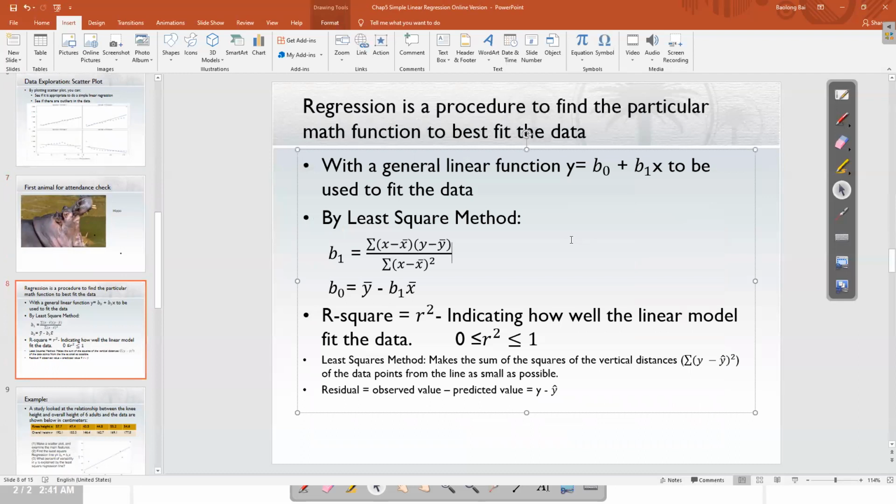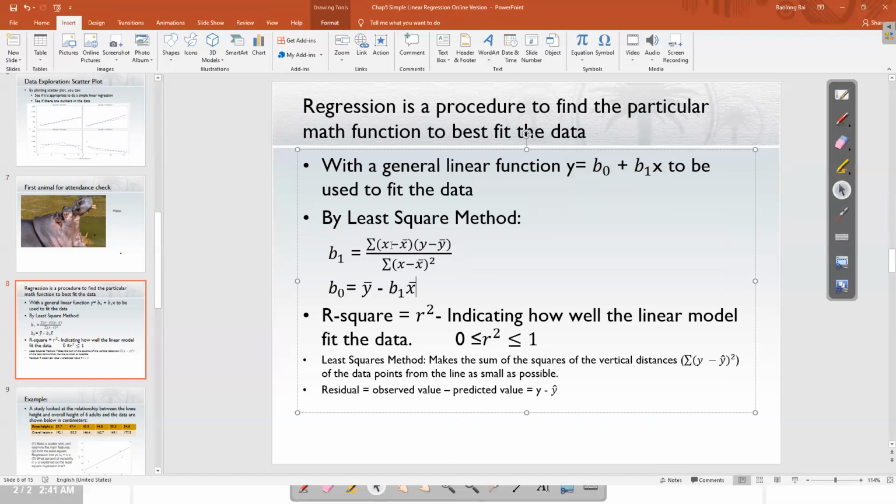So how do we find a regression equation? We know the general form of the regression equation is y equals intercept plus slope times x, y equals mx plus b, right? With the least squares method, we can calculate the slope and intercept using the formulas provided here.